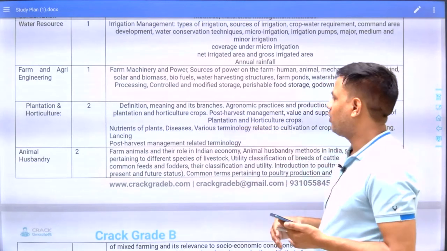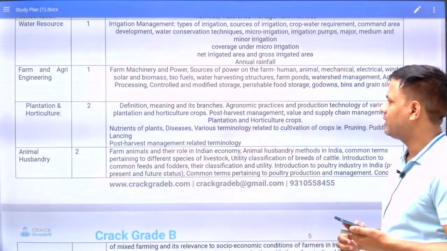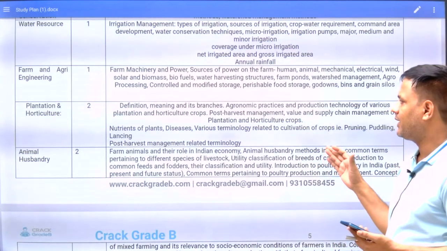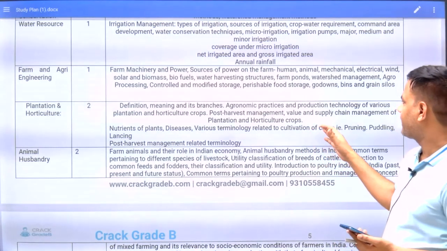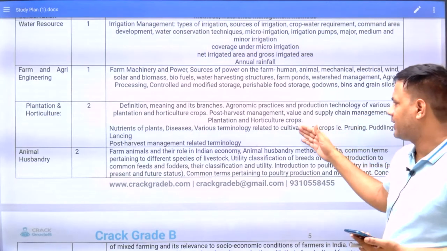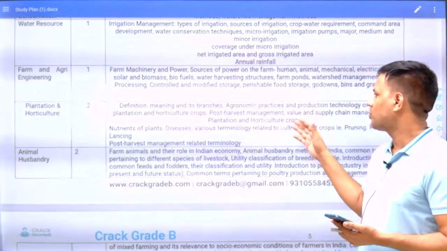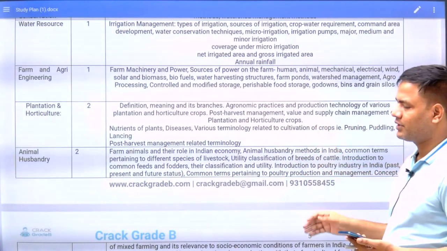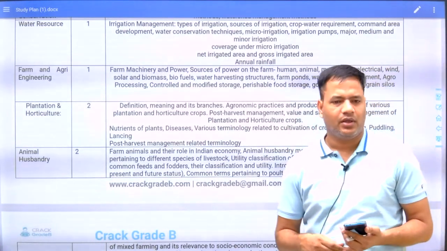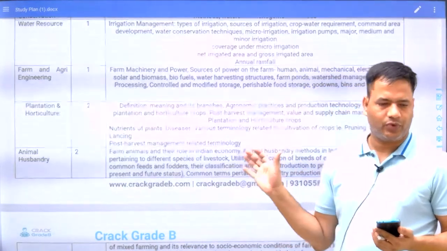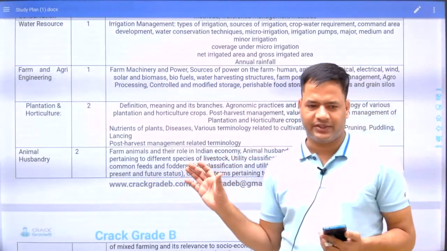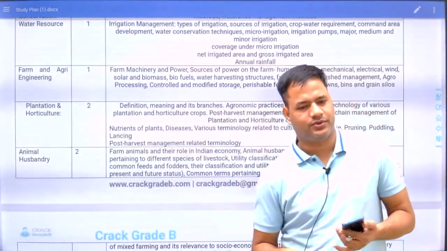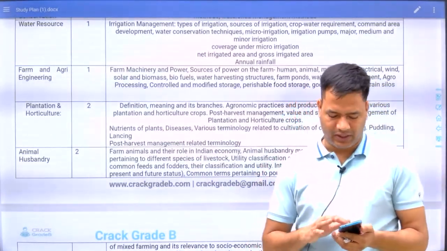Next is plantation and horticulture. Definition, this is a very important topic. At least you have to study meaning and branches, agronomic practice and production technology of various plantation and horticulture crops, post-harvest management of plantation and horticulture crops. Some standard, some basic crops you have to cover, study under this chapter at least. Don't go for all because it will be difficult. There are a number of crops. You cannot cram all the crops.